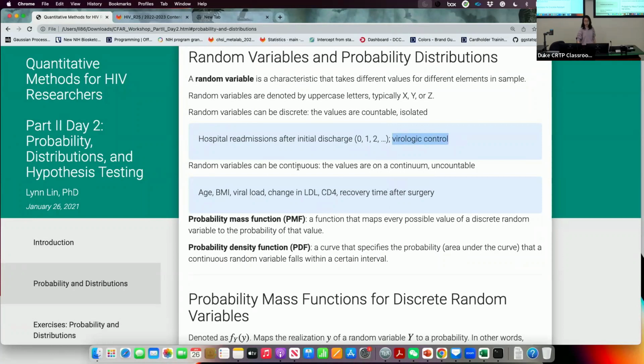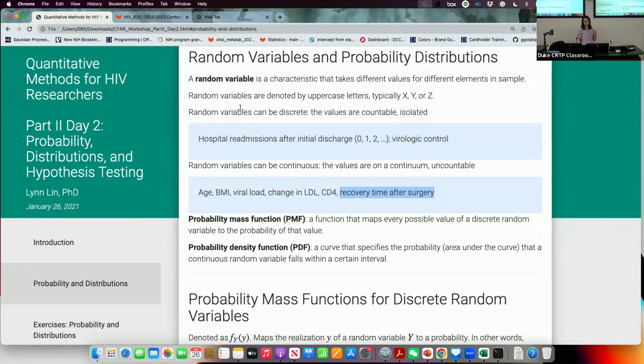And then we can also have the random variables being continuous, right? The easy ones are the age, the BMI, the weight, the height. And then the change in LDL and some time to survival or recovery time after surgery. So those are the continuous random variables.